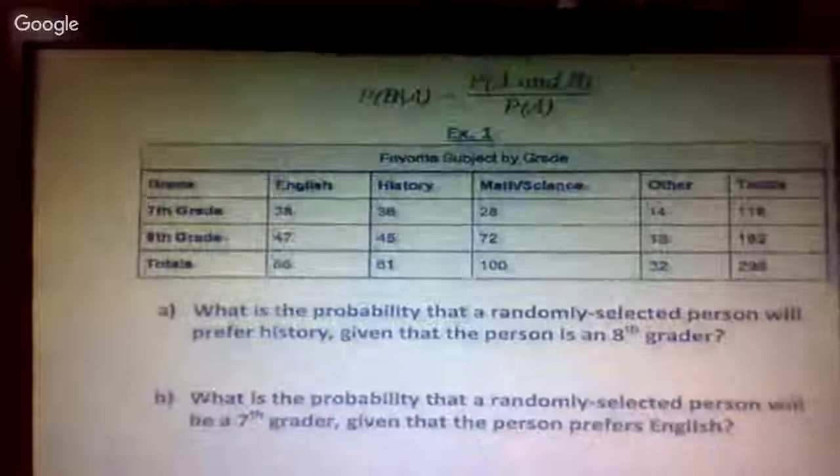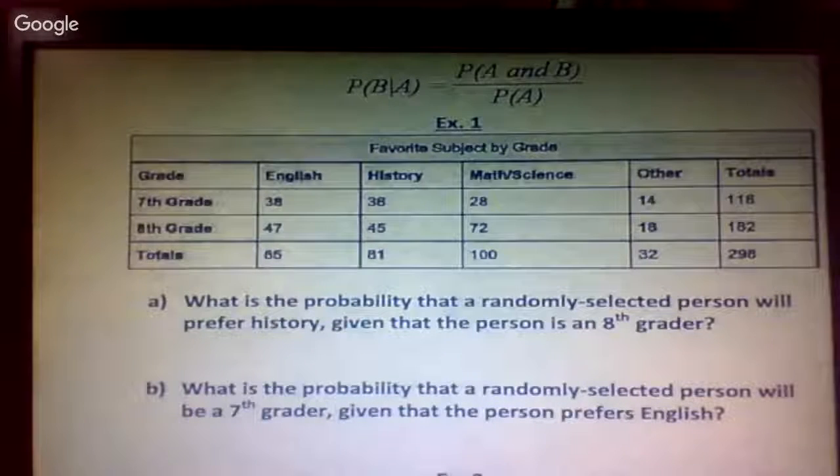Okay. So, what is the probability that a randomly selected person will prefer history given that the person is an 8th grader? So what is the first condition that is happening here?